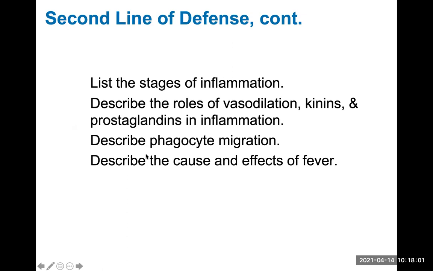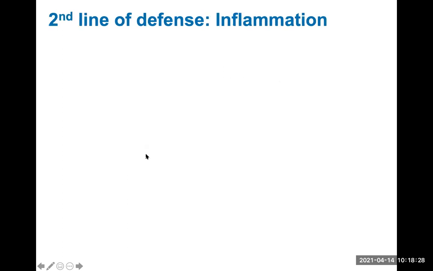Continuing with the second line of defense. So we've talked about immune cells of the innate immune system, phagocytes. We've talked about natural killer cells. Now we're going to shift gears into inflammation, and then we'll talk about fever, and then we'll wrap up the whole chapter talking briefly about antimicrobial substances.